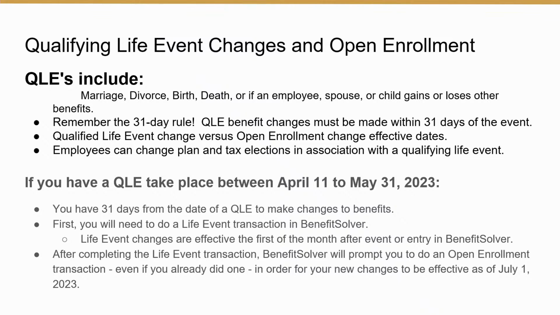During open enrollment, between April 11th and May 31st, if you have a qualifying life event, you want to first do a life event transaction benefit change in Benefit Solver, and then do an open enrollment transaction so that those changes will continue come July 1st. Remember that open enrollment changes take effect July 1st. You may have a life event, such as a birth of a child or a marriage, that you want the benefits to take effect before July 1st. This is why you need to do two transactions. The first one for the life event, the second one for open enrollment.